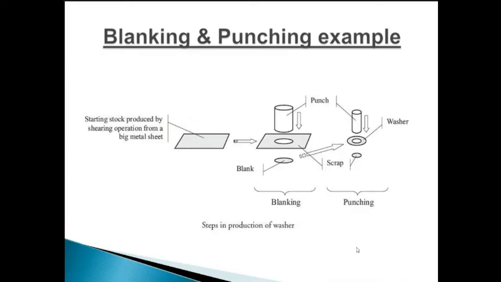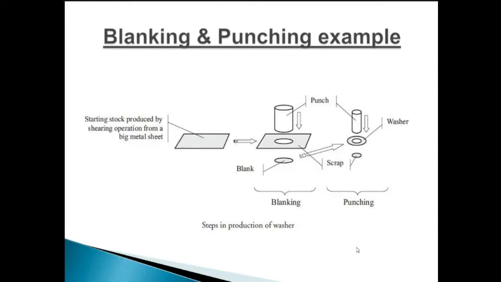After the blanking we get one blank, and that blank is useful for making the washers. After the making of washers, there is some wastage of material we have to remove from your dies, so that is called the scrap. So there are two operations we perform over here. One is blanking and another one is punching. So this is the common difference.